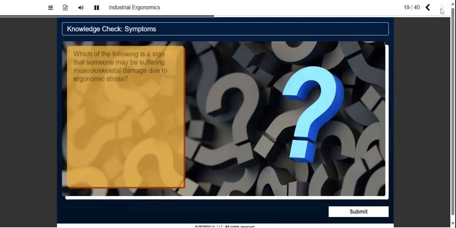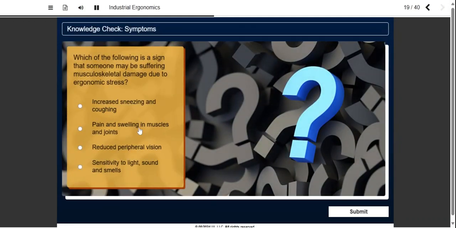Which of the following is a sign that someone may be suffering musculoskeletal damage due to ergonomic stress?